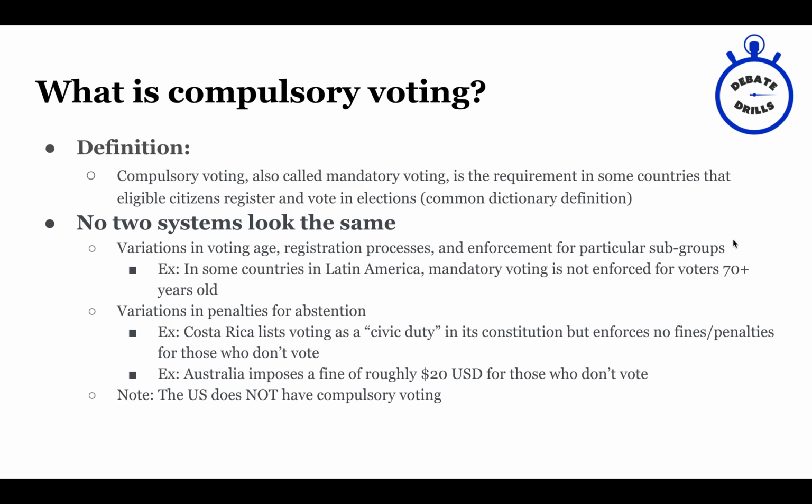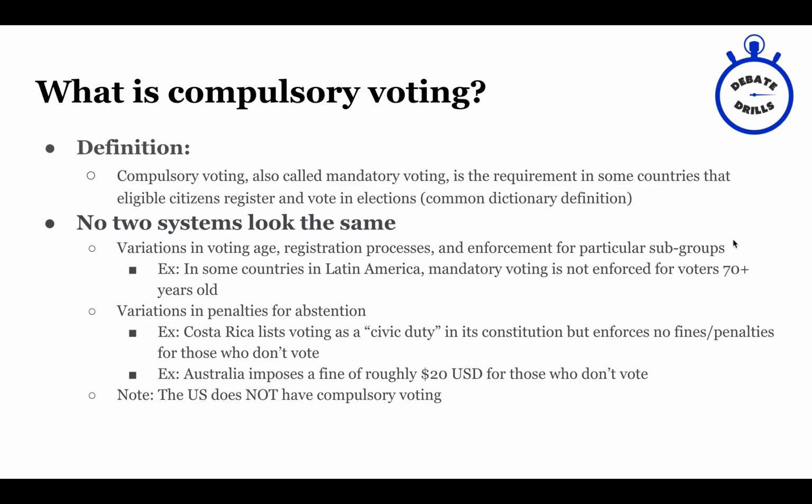Compulsory voting is pretty straightforward. It basically is just a requirement in some countries that eligible citizens register to vote and vote in elections. The difference between a country that has compulsory voting and a country that doesn't is usually in penalties for people who don't vote.